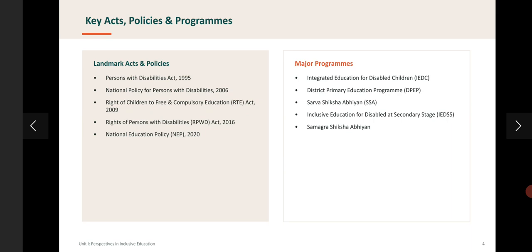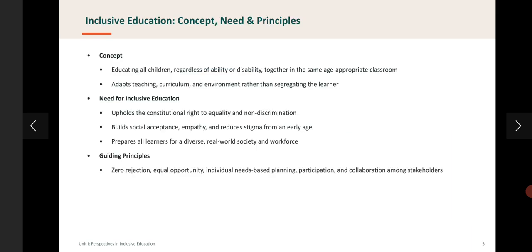So here the major programs are given, that is IEDC, DPEP, SSA, Sarva Shiksha Abhiyan, then IEDSS, then again SSA. These are the important policies and programs that have been listed. Even I have read those out to you. Now, inclusive education concept, needs, principles.